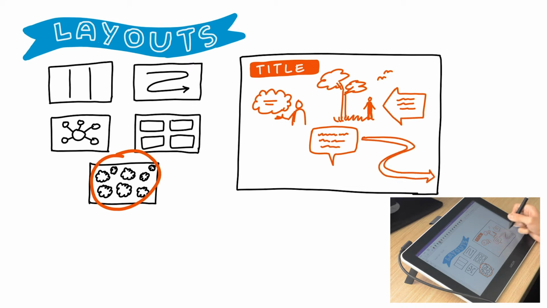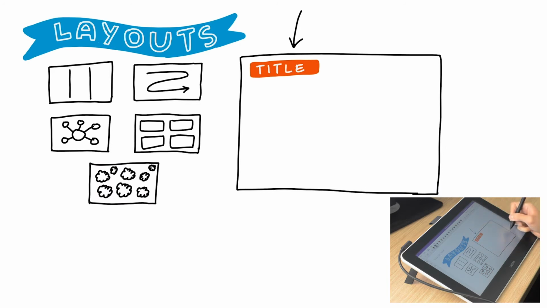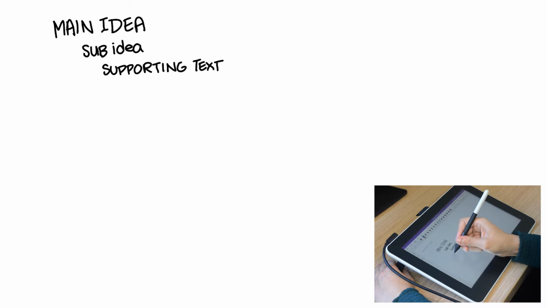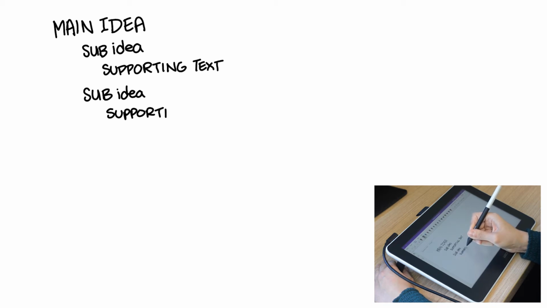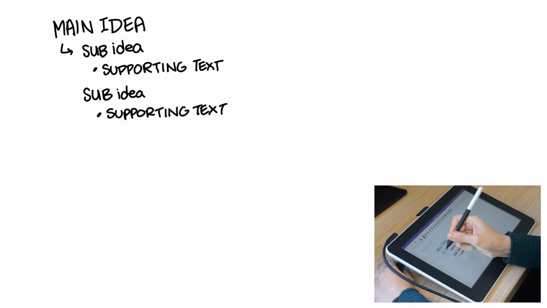A good rule of thumb is to generally have your title at the top of the page. It's best to keep your text organized by main idea, sub-idea, and supporting text. Your main idea is the big topic you're covering, and it might have multiple sub-ideas. Same for the supporting text.